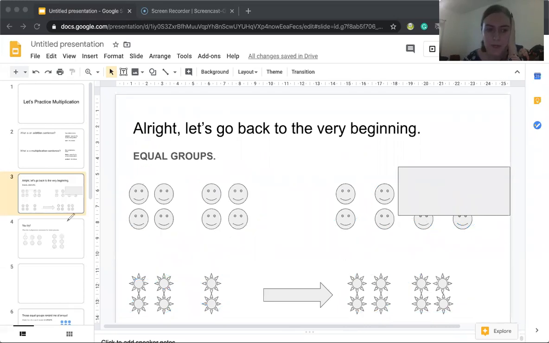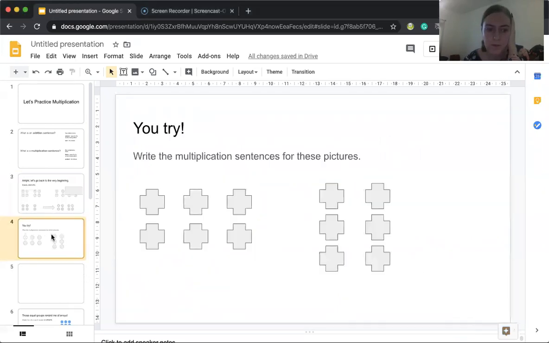So here's what you're going to do now. You're going to pause the video and you're going to try and write the multiplication sentence for these 2 pictures. So remember, you're going to just decide how many groups there are here and how many are in each group, how many plus signs are in each group, or weird 4-sided shapes, let's call them, okay? How many are in each group, and write the multiplication sentence, okay? So I want you to try that for both of those. I would pause it here so you can try.